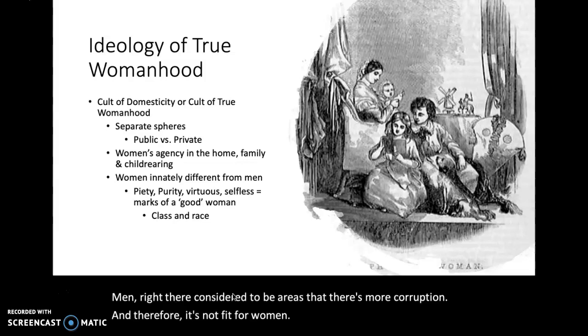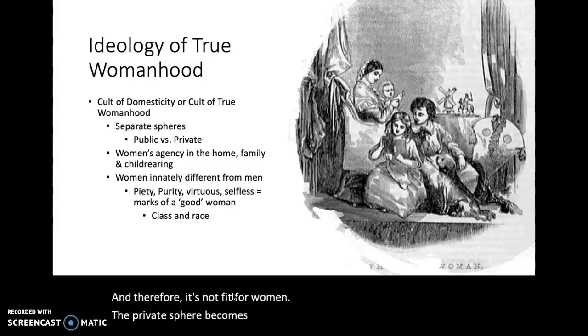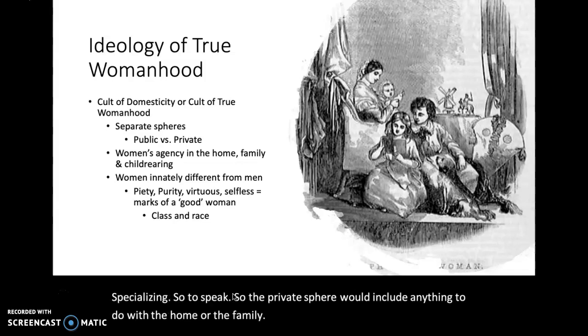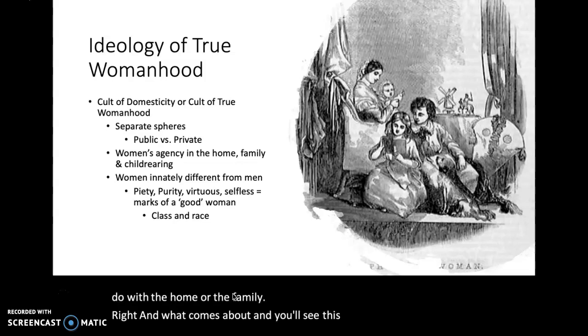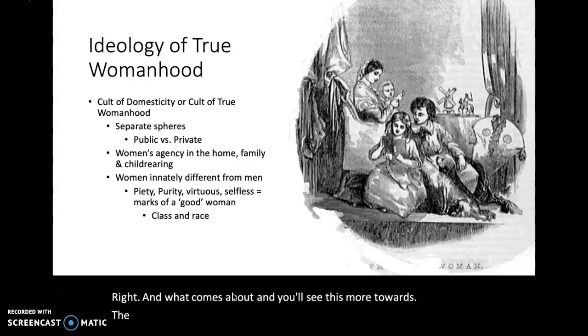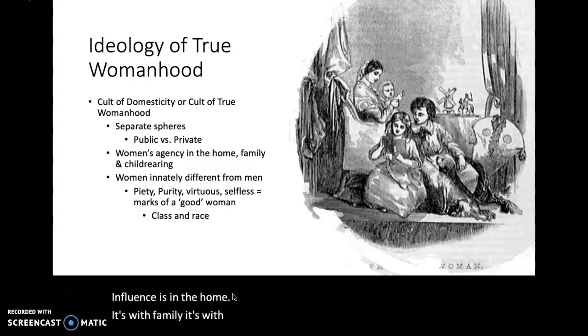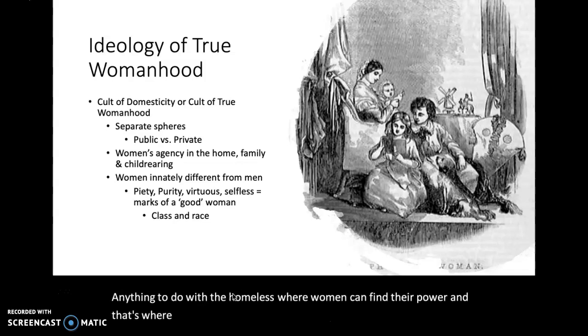The private sphere becomes the woman's domain. This is where women are specializing, so to speak. So the private sphere would include anything to do with the home or the family, right? And what comes about, and you'll see this more towards the mid 19th century, is this notion that women's agency, how they can have influence, is in the home. It's with family. It's with child rearing. Anything to do with the home is where women can find their power, and that's where they're just believed to have a greater ability and more natural abilities. So this is kind of the ideology.